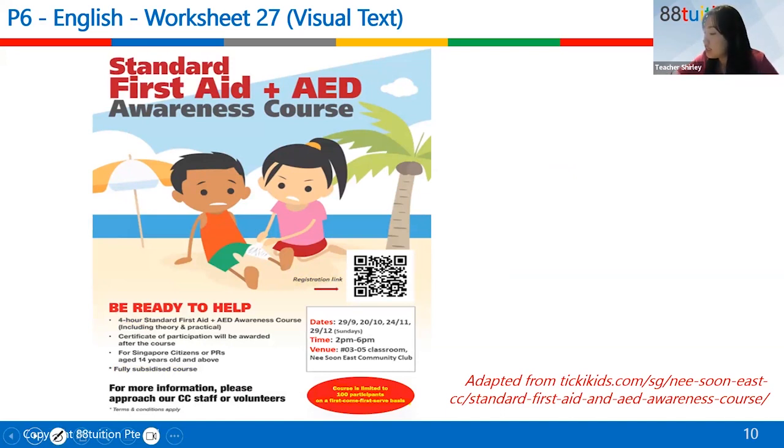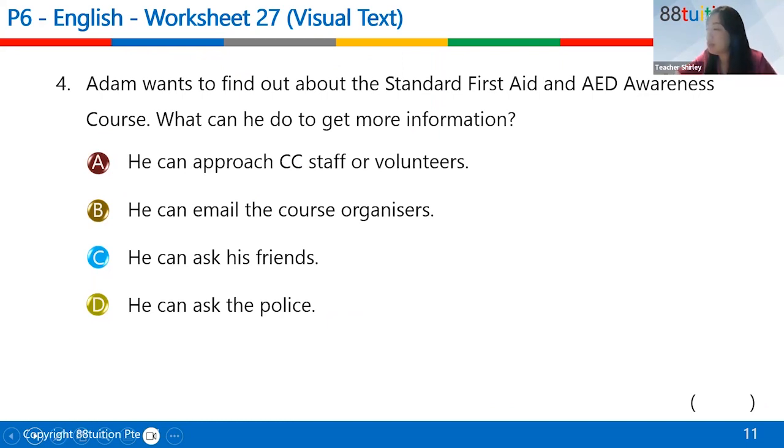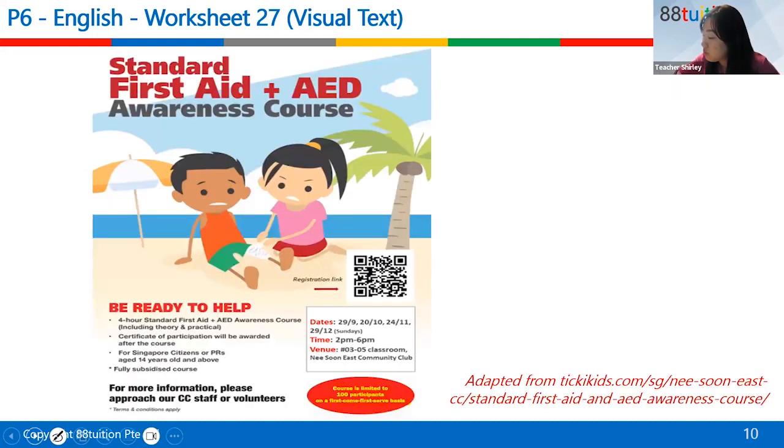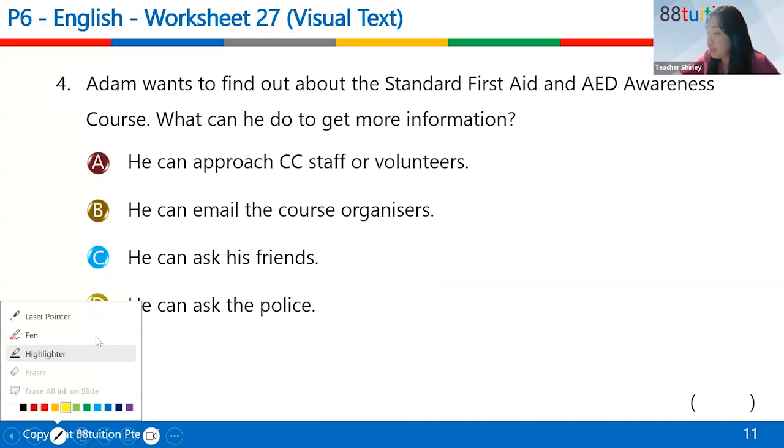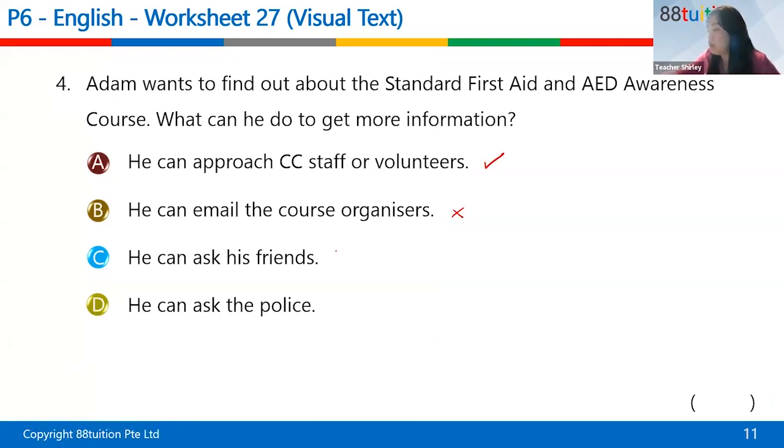Then the next one is number 4. Adam wants to find out about the standard first aid and AED awareness course. What can he do to get more information? Did anyone type in the chat? Let me see. So what can he do to get more information? He can approach the CC staff or volunteers, right? I think over here is a very small fine print. For more information, please approach our CC staff or volunteers. So for that, you get this correct. Not to email, not to ask his friends, definitely not to ask the police. I think this one is a little bit far-fetched. So he can approach the community center staff or volunteers for more information about the course. Anyone typing something?